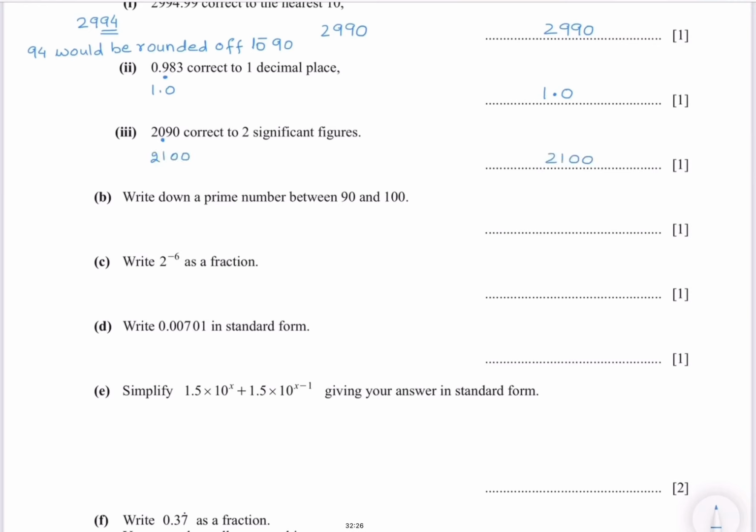Write down a prime number between 90 and 100. So carefully check all the values 91, 92, 93 till 99. So you will find out that only 97 is the number which cannot be divided by any number. So this is a prime number. So write 2 power negative 6 as a fraction. So if you take the reciprocal, the negative sign would be converted into positive, so it becomes 1 over 2 power 6, which is 1 over 64.